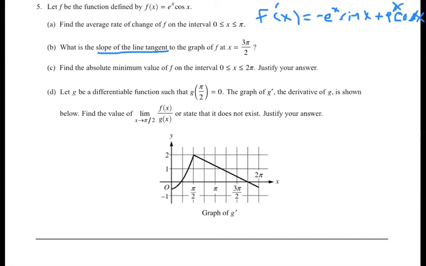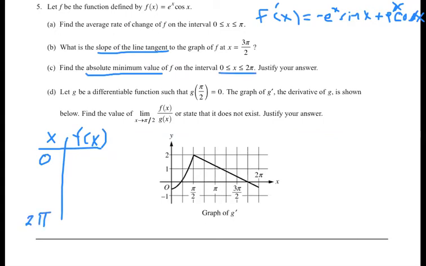Now we're going to come down here, find the absolute minimum value from 0 to 2 pi, and justify your answer. When we see absolute minimum, we're going to want to make a t-chart. So I'm going to go ahead and make a t-chart down here, plug in x values, and find f of x values. We're going to want to use the endpoints and the critical numbers. So 0 is one endpoint, and 2 pi is another endpoint, because it tells me 0 to 2 pi.